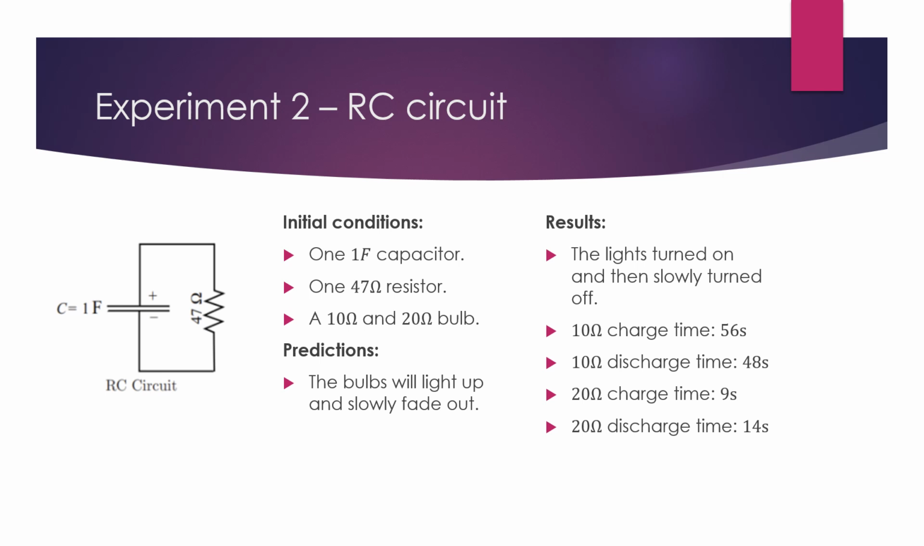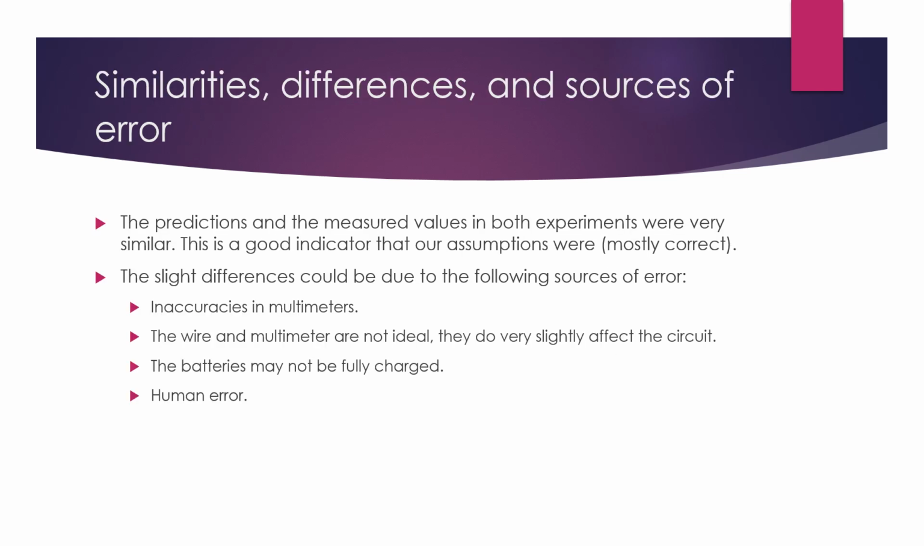The capacitor with the 10 ohm light took 56 seconds to charge and 48 seconds to discharge. With the 20 ohm bulb, these times were 9 seconds and 14 seconds. The predictions and the measured values in both experiments were very similar. This is a good indicator that our assumptions were mostly correct.